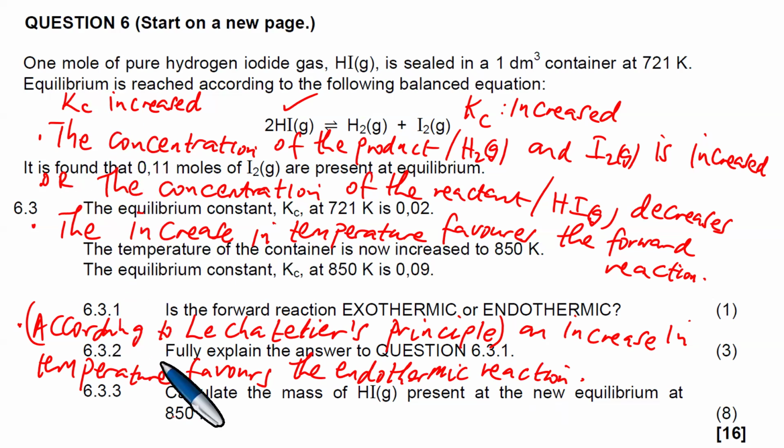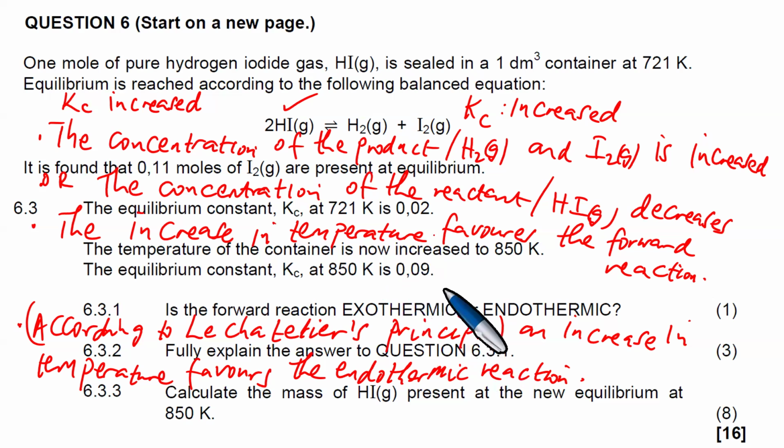Now we are really saying here, we had to fully explain the answer in terms of we suggested that the increase in temperature brings about an increase in the KC, which has its own implications. The temperature increased from 721 Kelvin to 850 Kelvin. That is what the temperature increased by. And the KC increased from 0.02 to 0.09.